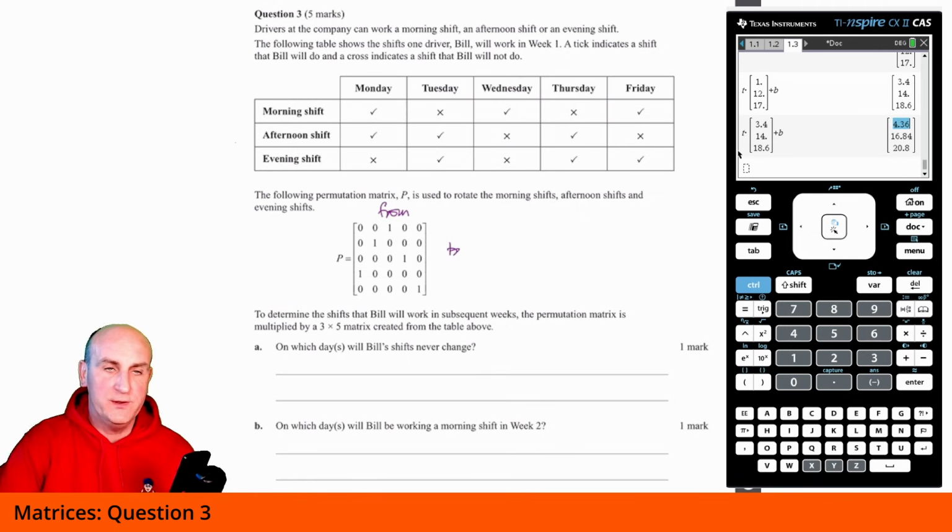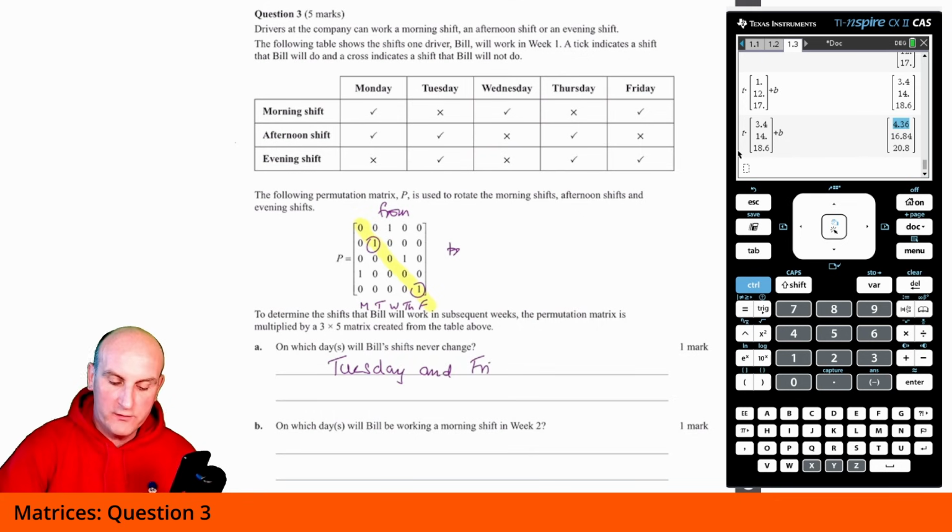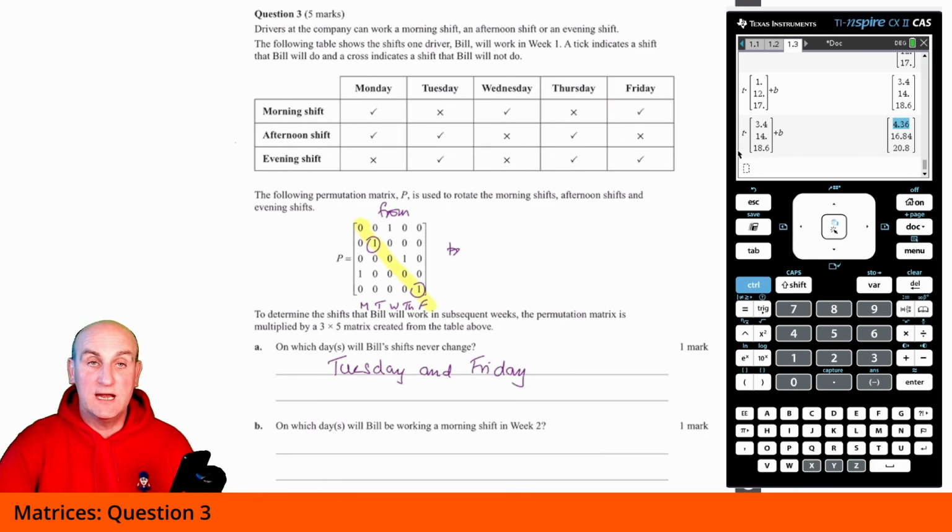To be honest with you, you can already work that out because that's the leading diagonal. Leading diagonals mean that there are days there that will not change. Assuming that it goes Monday, Tuesday, Wednesday, Thursday, and Friday, we got a 1 there, which is on a Tuesday. So I'm going to say Tuesday. There's definitely one of them. And then the other one here is going to be Friday. So that's just understanding a permutation matrix.